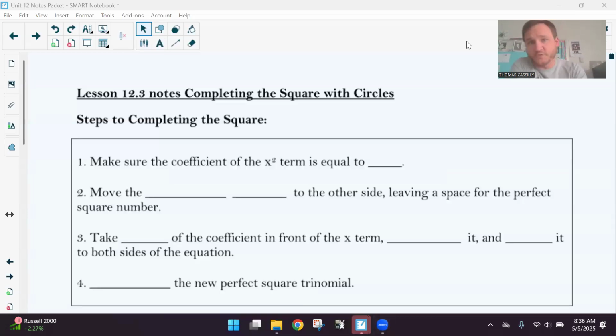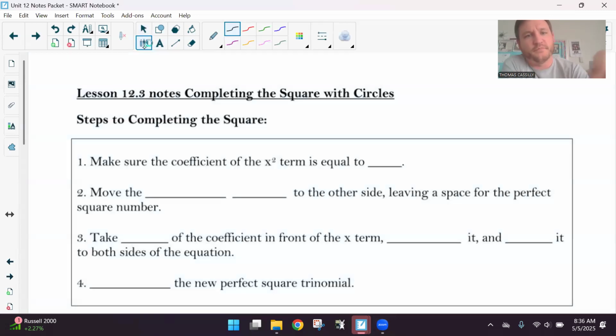Here we go. 12.3 notes. We are going to talk about completing the square. So in 12.1, I know we've kind of skipped around. We talked about graphing circles. This section is going to be a little bit more algebraic, but this is going to help us plot circles and what circles look like.